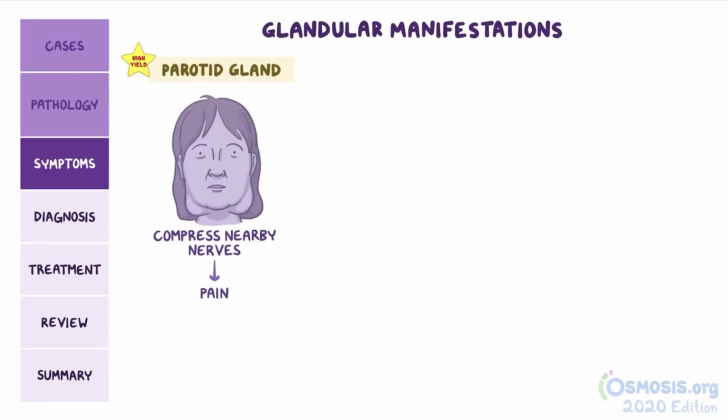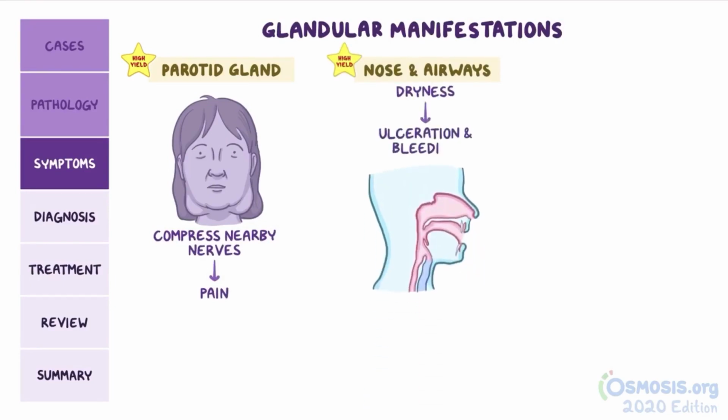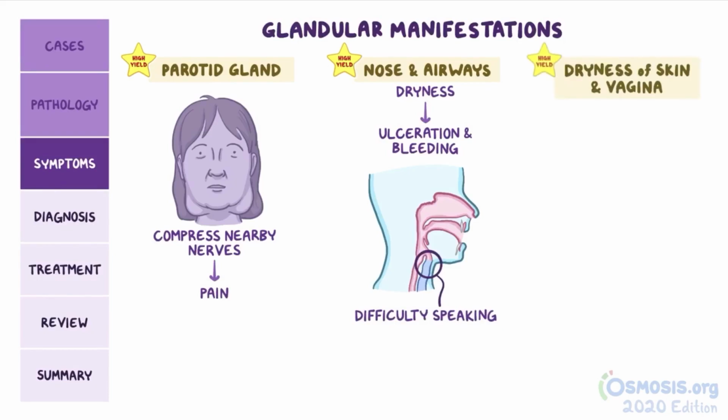causing pain. In the nose and airways, Sjogren's syndrome causes dryness that leads to ulceration and bleeding. And if this affects the larynx, it can lead to difficulty speaking. And finally, some people can experience dryness of the skin and vagina, which might cause dyspareunia or painful intercourse.